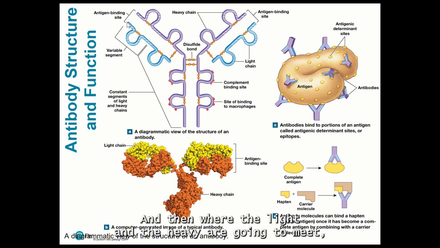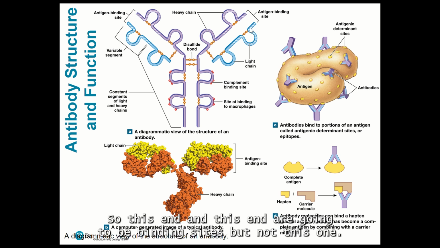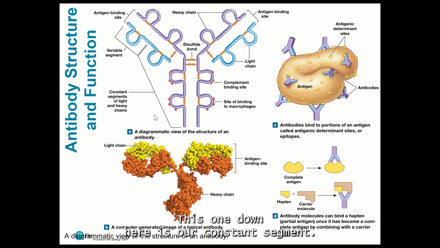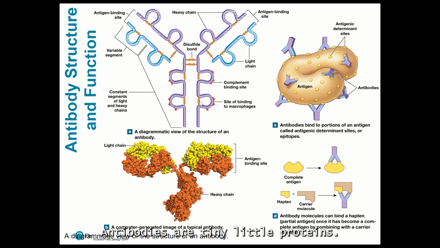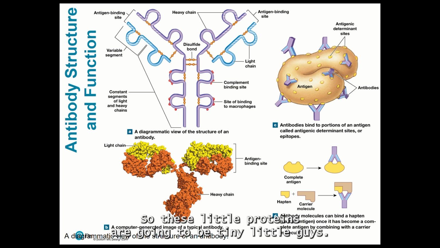I'm not going to make you know specifically the difference of it, but you can see the light chains are going to be here that are going to be in blue, which is going to be our variable section, and then where the light and the heavy are going to meet, that's where your antigen is going to be able to bind. So this end and this end are going to be binding sites, but not this one. This one down here is our constant segment, so this constant segment is not a binding site. Now, the way that this works is when we talk about a pathogen, pathogens are large. Antibodies are tiny little proteins, so these little proteins are going to be tiny little guys.